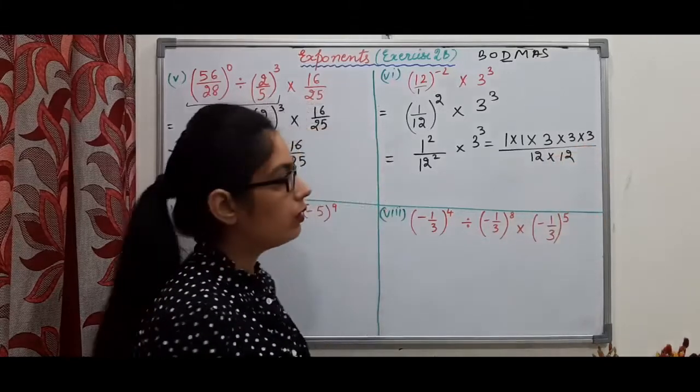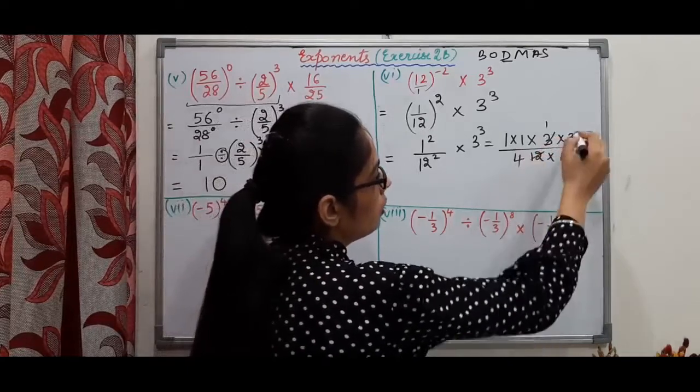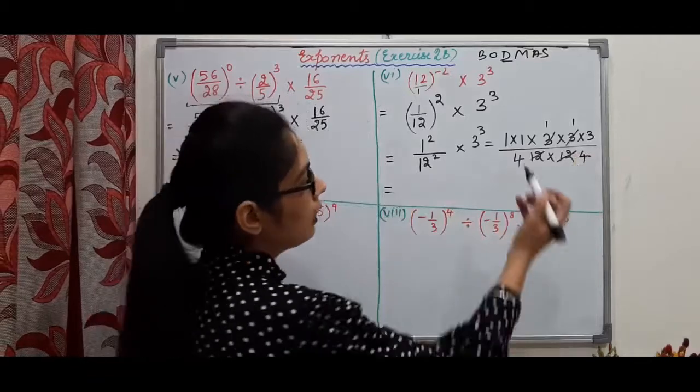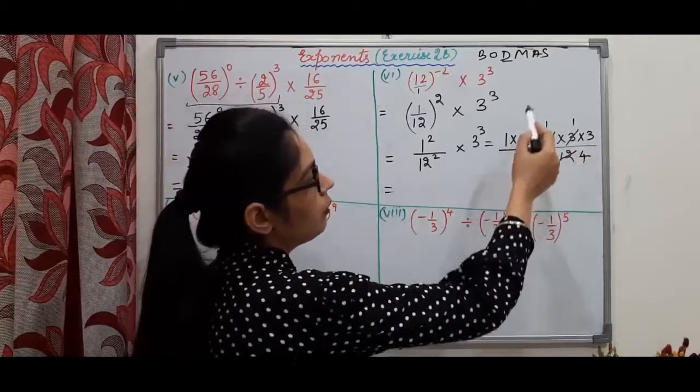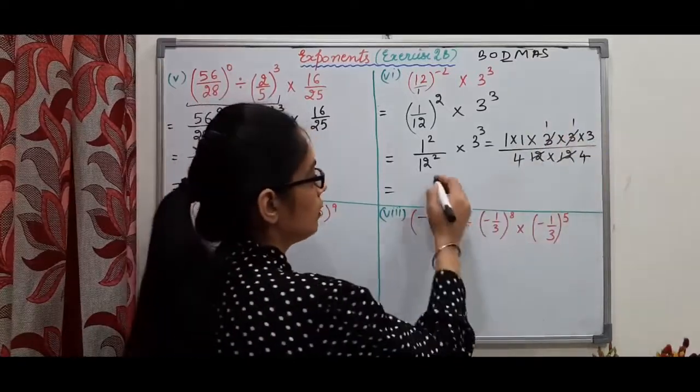We can do any cancellation if it is possible. So 3 into 1, 3 into 4, 3 into 1, 3 into 4. So we can do multiplication now. 1 into 1, 1, 1 into 1, 1, into 1 again, 1 into 3, 3.